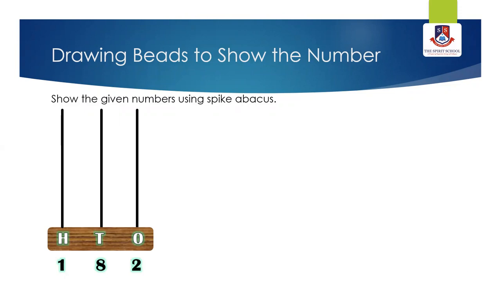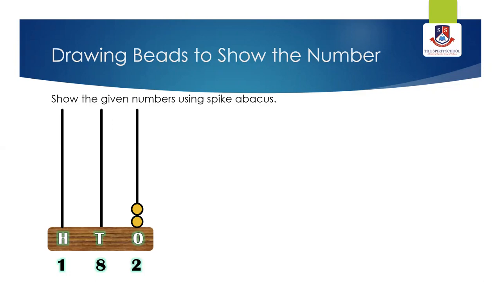182 is the number which is going to be represented by the spike abacus. It is a three-digit number, so we can further elaborate this number as 100, 8 tens, and 2 ones. As we start putting the beads from the smallest place value spike, the smallest place value spike is the ones spike. So how many ones are there? There are only 2 ones. So we will place 2 beads in the ones spike, representing 2 ones.